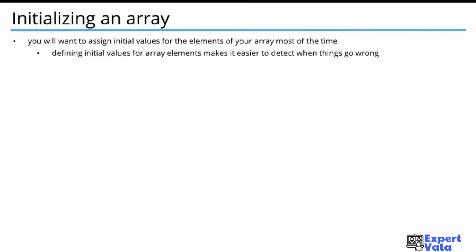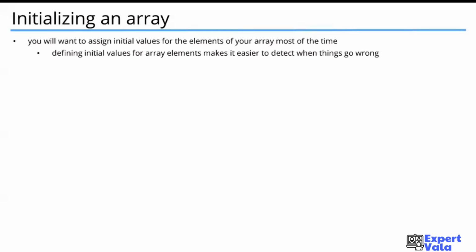We know how to use an array. We know how to create an array, but specifically, what if you want to assign specific initial values to the array? How do you do that? You will want to assign initial values for the elements of your array most of the time. The reason that you want to assign initial values to an array or even to variables is because it makes it easier to detect when things are going wrong. When you don't have initial data and you try to do something, you can cause problems in your program. So initialization is a very good thing and you always want to do it.